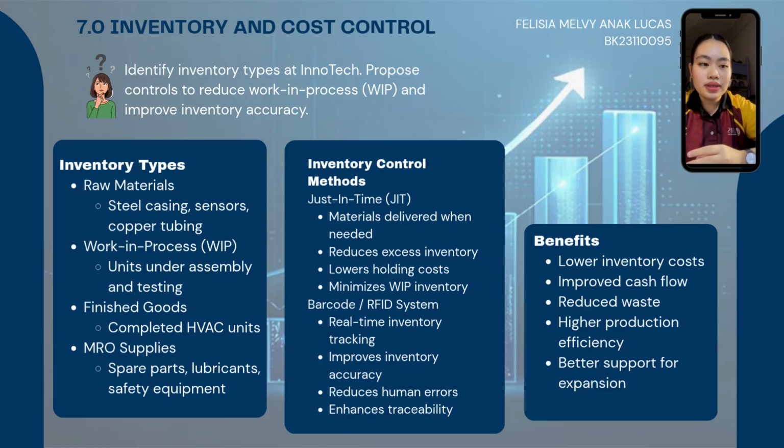The second implementation is barcode or RFID tracking systems to provide real-time inventory monitoring and improve stock accuracy. So combined together, these 2 methods help to reduce the operational cost, improve the production efficiency, and support the company expansion strategy itself.